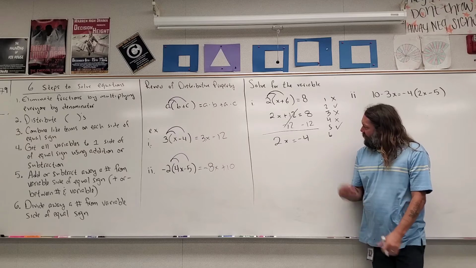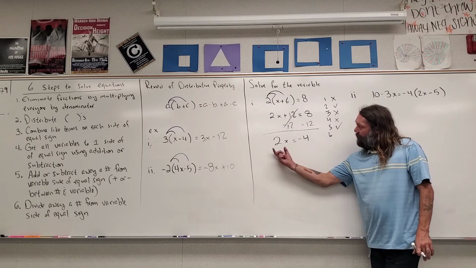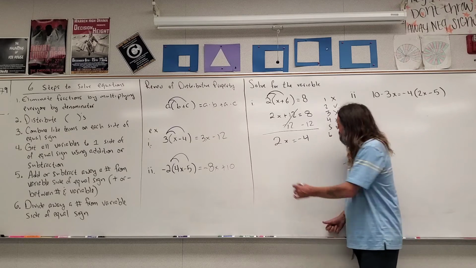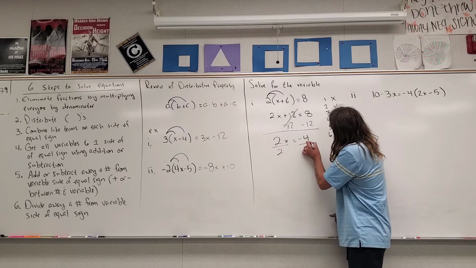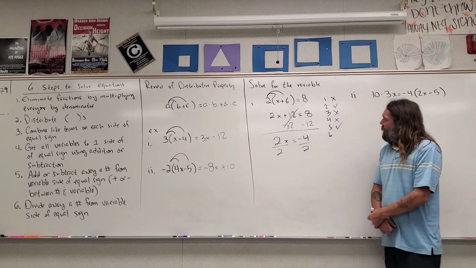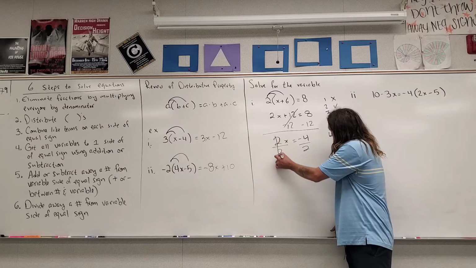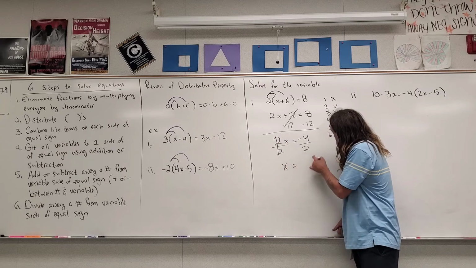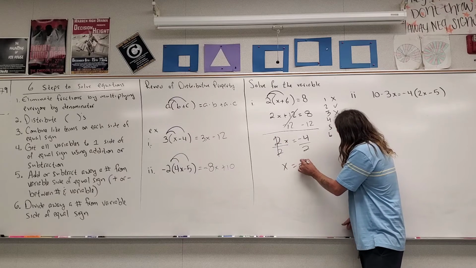Now, I'm to my last step. I have to divide away the number from the variable side. So to show division, I draw a little line and put the number with the variable directly underneath it. The 2s divide each other out and become the number 1. So x is equal to 2 goes into negative 4, negative 2 times.